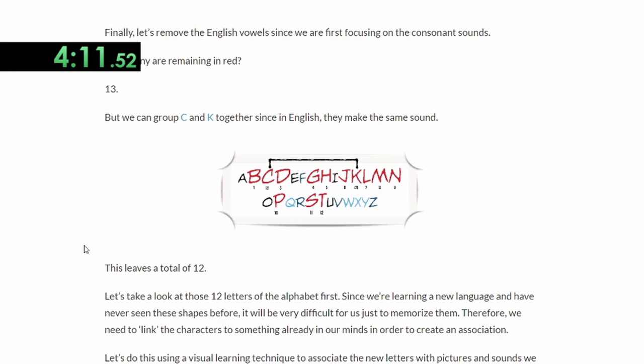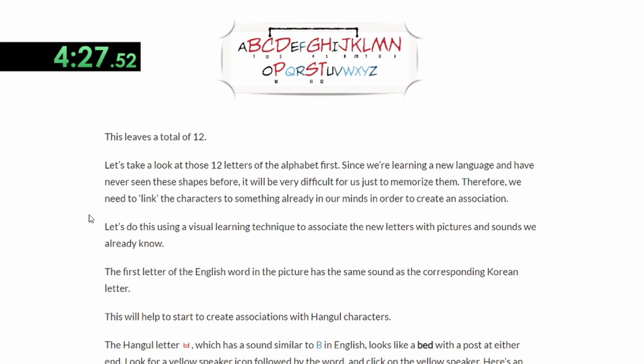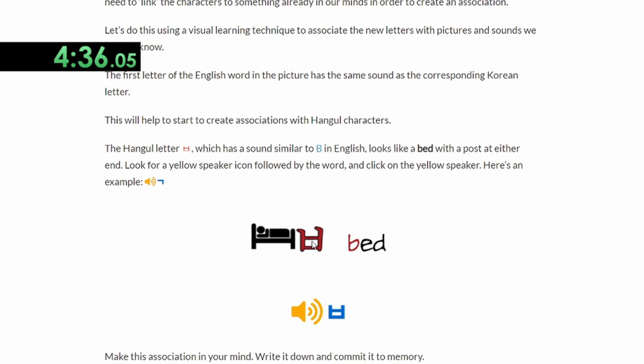Since we're learning a new language and have never seen these shapes before, it will be very difficult for us just to memorize them. Therefore, we need to link the characters to something already in our minds in order to create association. Let's do this by using a visual learning technique to associate the new letters and pictures with sounds we already know. This looks like bed, so it's a B. Oh, I get what's about to happen. Okay. So now I get to make up little names for the characters that help me remember what sound they are. Got it. So the little kind of thing is a bed.